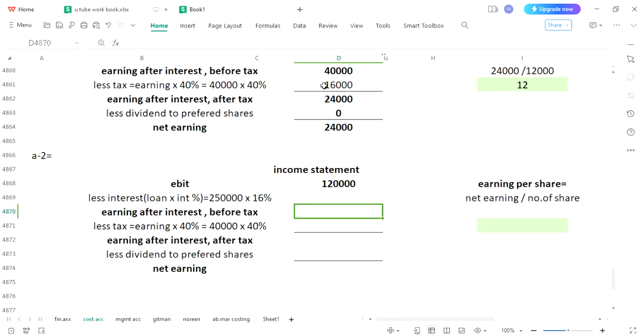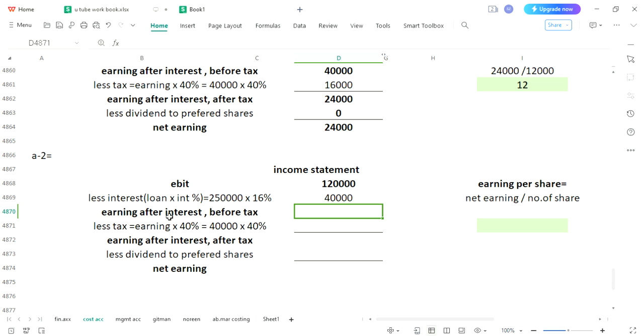Alright, so now we will calculate our interest. Interest would be similar as it was in first part. We need to calculate 16% interest on loan. Please follow this statement. 250,000 was the loan and you need to calculate 16%. So multiply 16 divided by 100. We have got our interest.